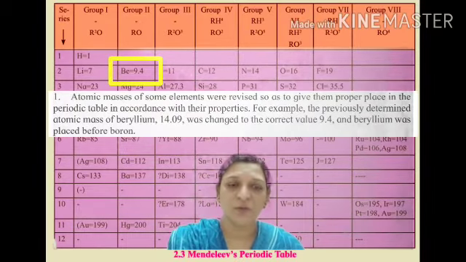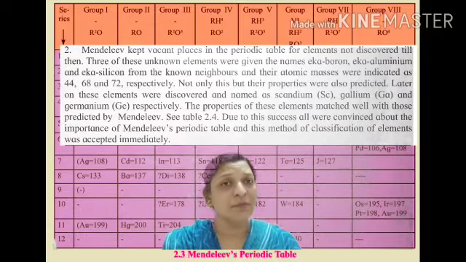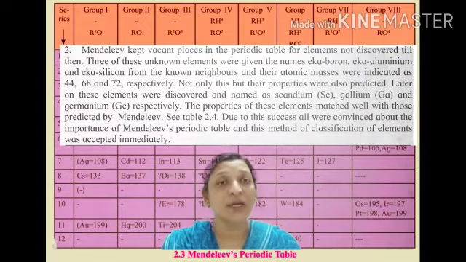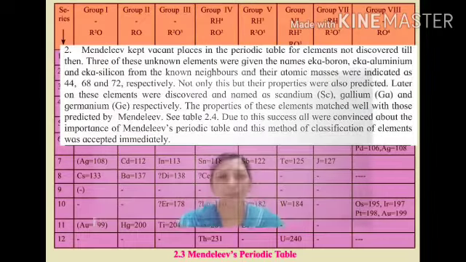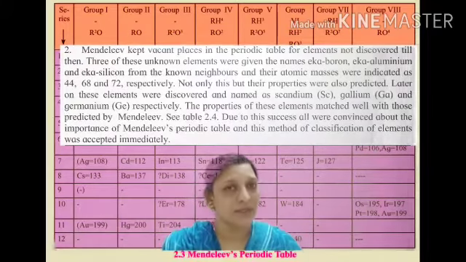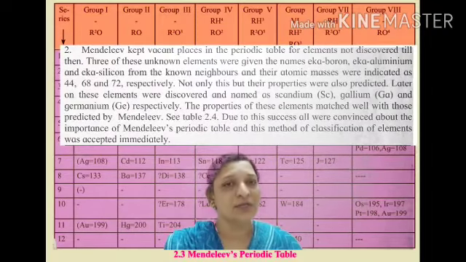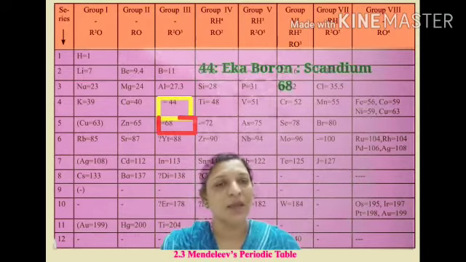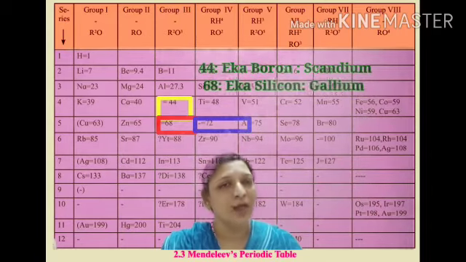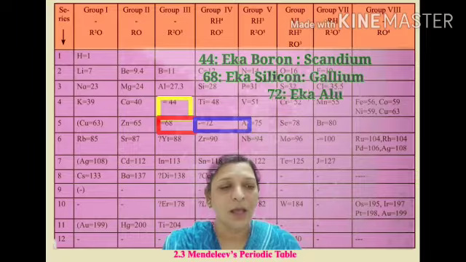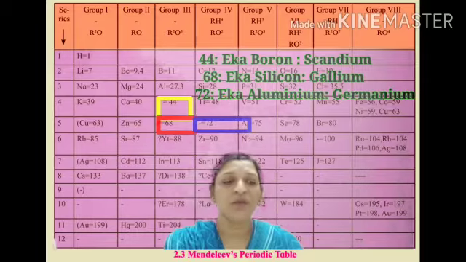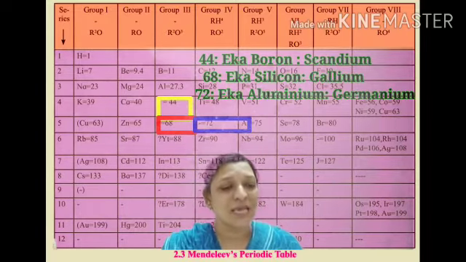The second feature of Mendeleev's periodic table, Mendeleev kept vacant places in his periodic table and he predicted the atomic masses of elements as 44, 72 and 68. You can see here. He named them Eka boron, Eka silicon and Eka aluminum. And after few years, the same elements got discovered and they were named as scandium, gallium and germanium.